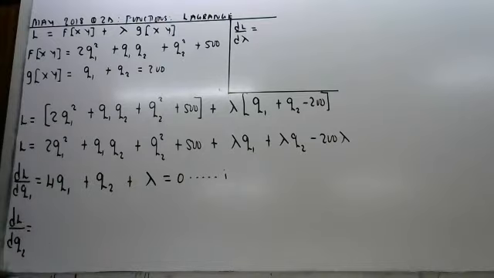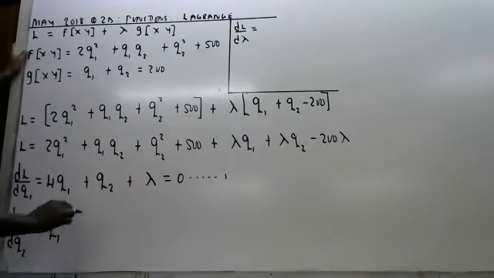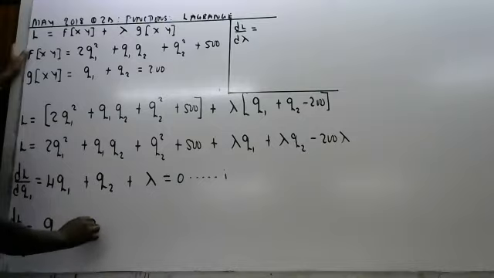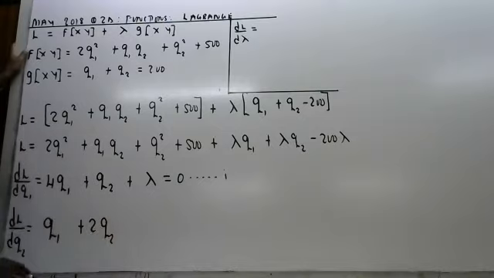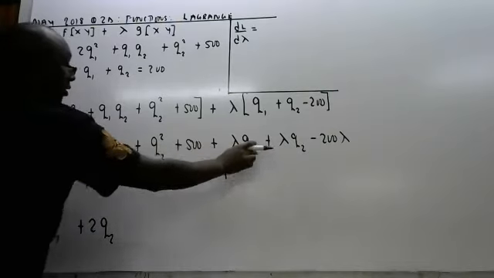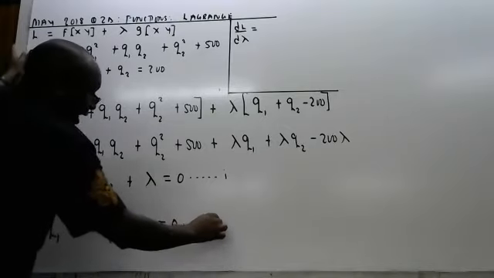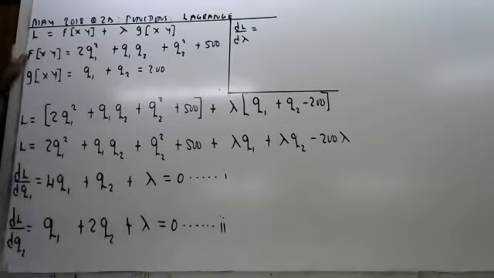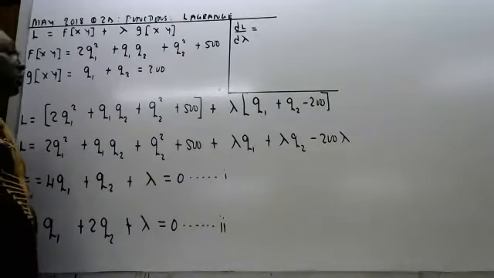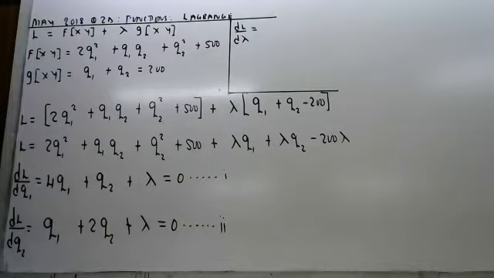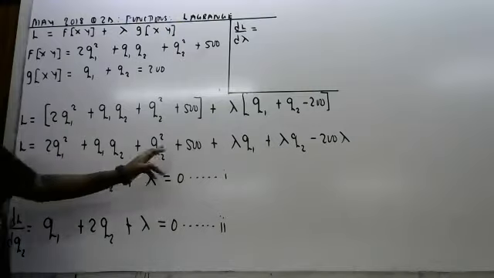Then we come now and differentiate with respect to Q2. This one does not have Q2, so it becomes 0. This one has Q2, so we are left with Q1. This one becomes plus 2Q2. This is 0 plus lambda is equal to 0. And this is equation number 2. Then when you are told to differentiate with respect to lambda, all this becomes 0.